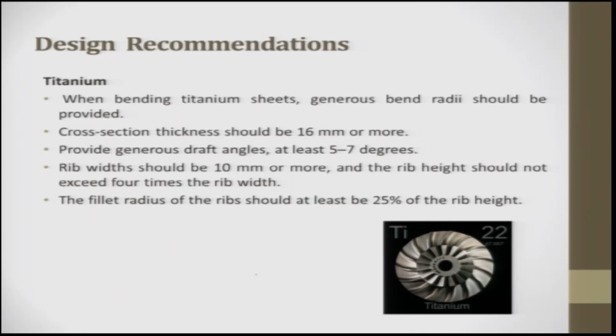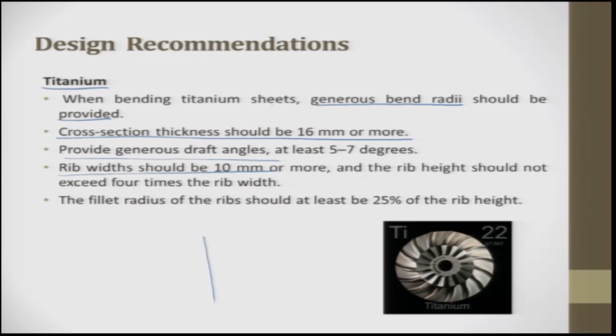Titanium is one material which is talked about more in aerospace, biomaterials, and nowadays in automobiles. When bending a titanium sheet, a generous bending radius should be provided. The cross section thickness should be 16 millimeter or more, because when you try to machine titanium, the heat gets accumulated at the cutting zone. Next, provide a generous draft angle so that you can easily remove the material. Rib width should be 10 millimeter or more.